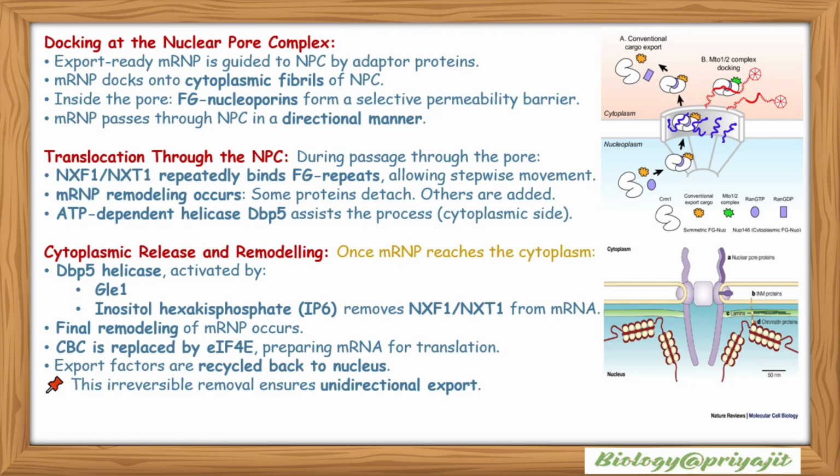Cytoplasmic release and remodeling. Once the mRNP reaches the cytoplasm, the DBP5 helicase, activated by GLE1 and inositol hexakisphosphate (IP6), removes NXF1 and NXT1 from the mRNA. Final remodeling of the mRNP occurs. Then CBC is replaced by eIF4E, preparing the mRNA for translation. The export factors are recycled back to the nucleus, and this irreversible removal ensures a unidirectional export process.